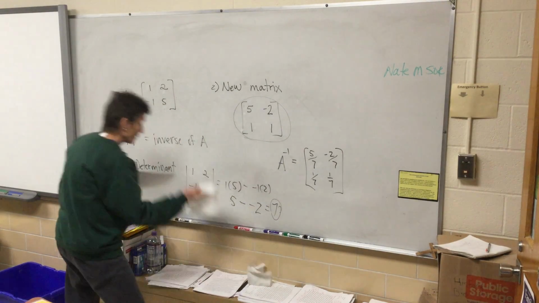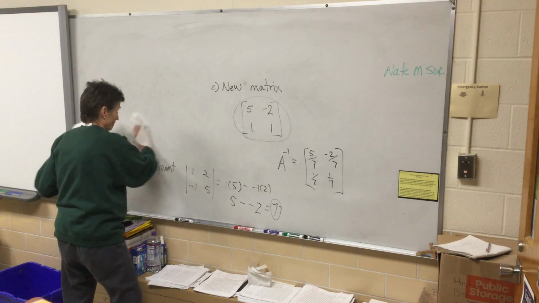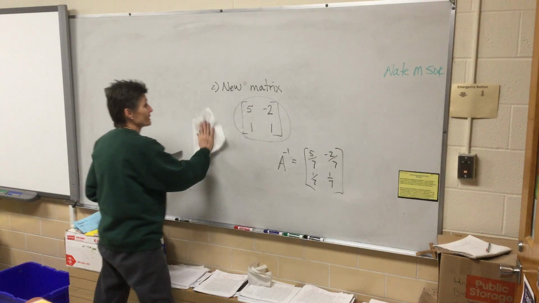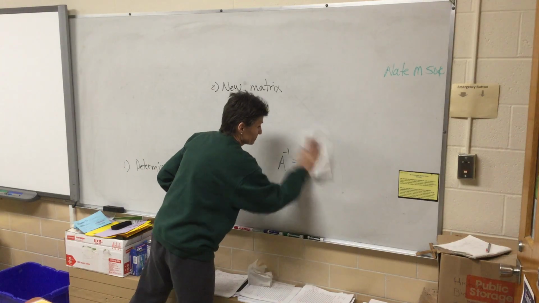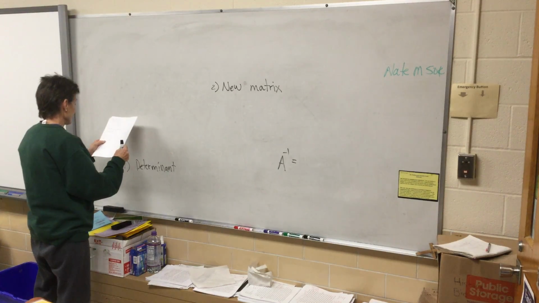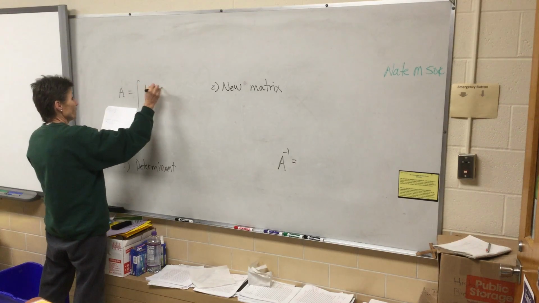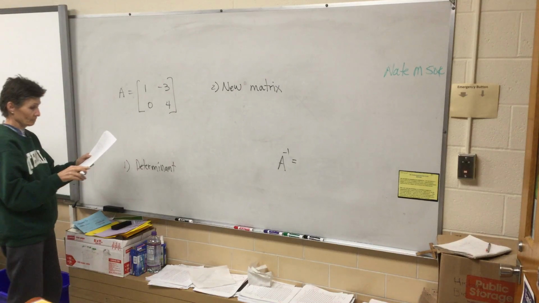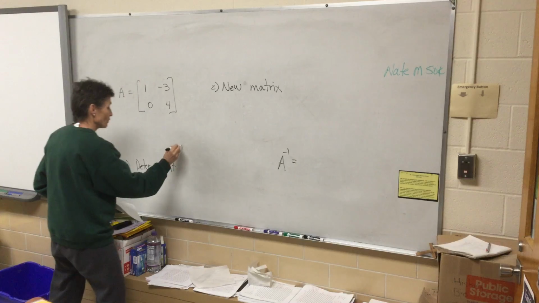You ready to try another one of those? We're going to do another one, and we're going to do exactly the same steps. So let's see what we got this time. So this time our matrix is 1, negative 3, 0, 4. All right, so we're going to find the determinant first.